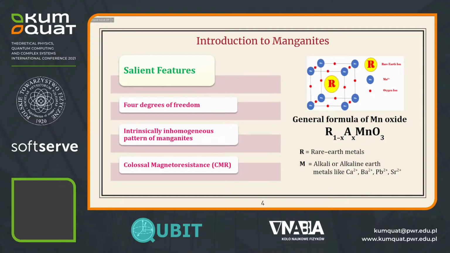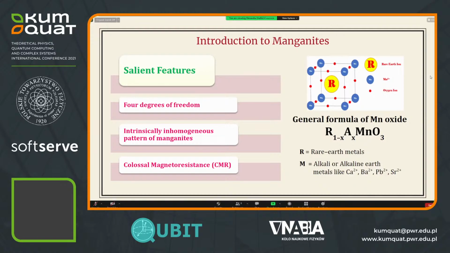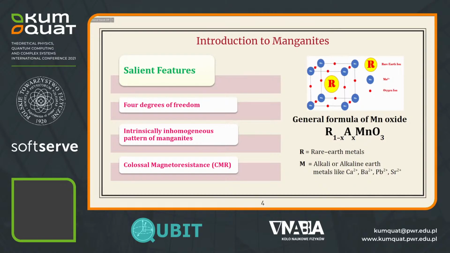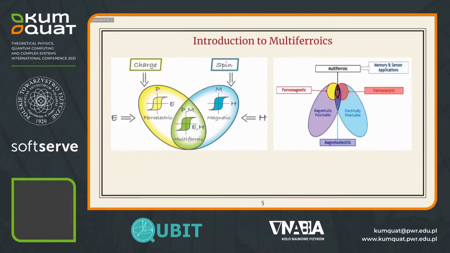So why did we want to study manganites? Because there are various salient features, like four degrees of freedom: charge, orbital, lattice, and spin. They have intrinsically inhomogeneous patterns, meaning that within manganites you will observe various kinds of structures which are not possible in a variety of materials. And colossal magnetoresistance, that is, on application of a small magnetic field, we observe a huge change in the resistance.